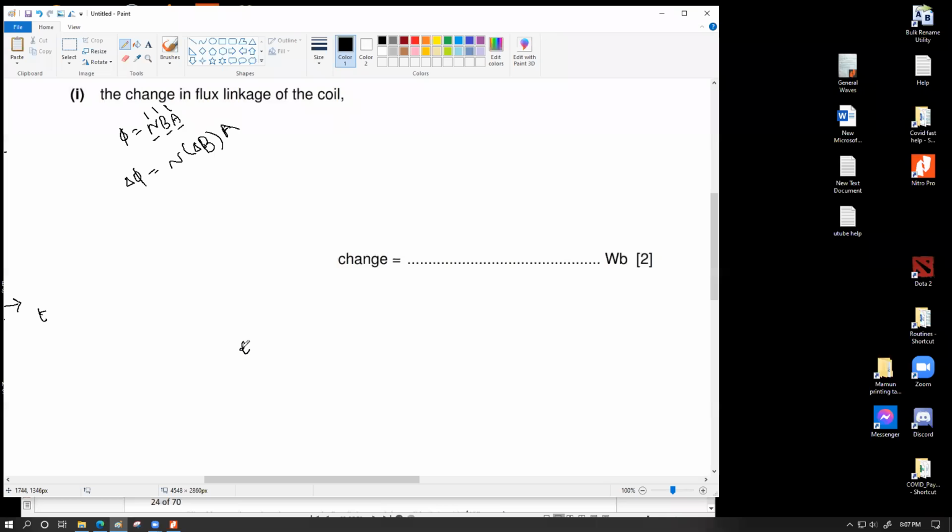And if I want to calculate EMF, EMF equals what? Minus del phi by del t. So this del phi you will put from here, and here you will put 0.30 second. That ratio gives you the EMF generated. Understood? The minus would be optional.